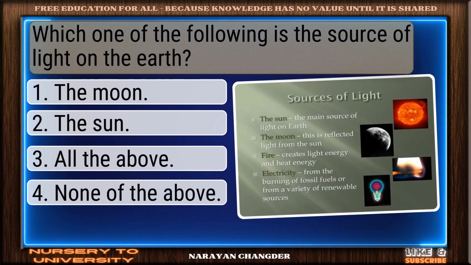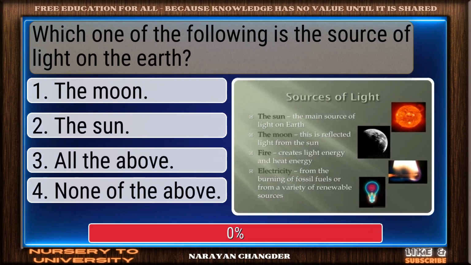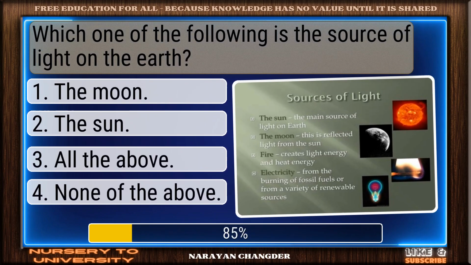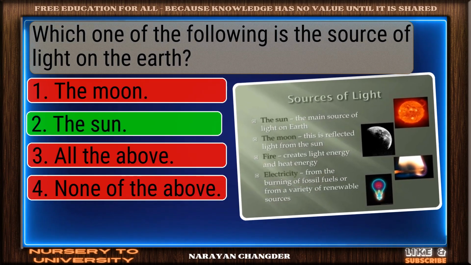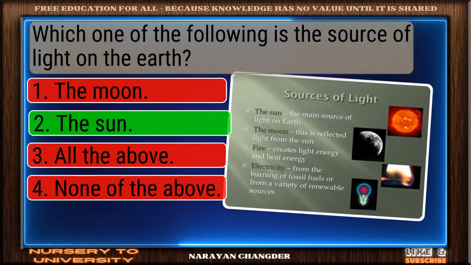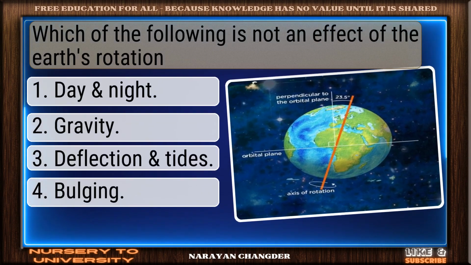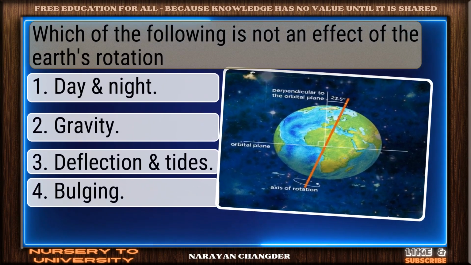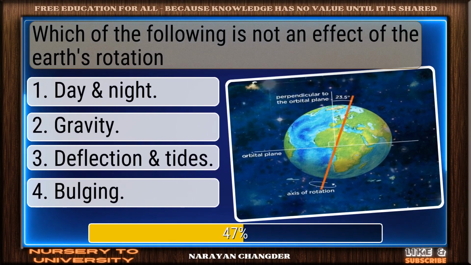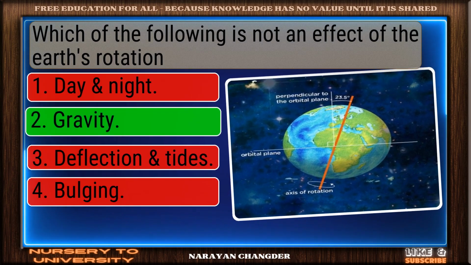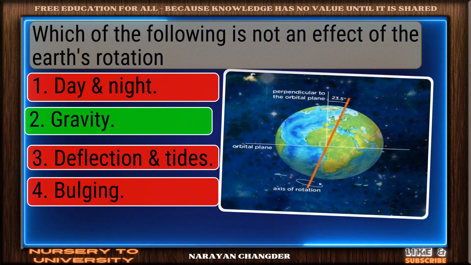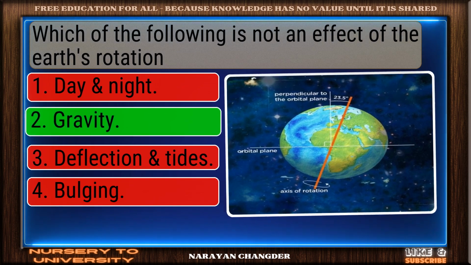Which one of the following is the source of light on the Earth? On track. The Sun is the correct answer. Which of the following is not an effect of the Earth's rotation? Clear logic. Your choice, gravity, is sound and 100% true.